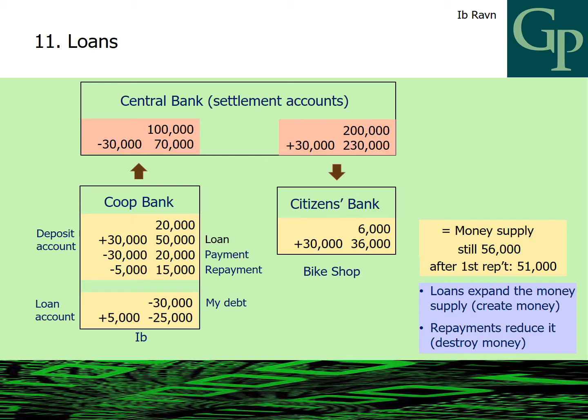Let's look at the settlement accounts at the top. What happened here as the loan was issued, spent, and repaid?